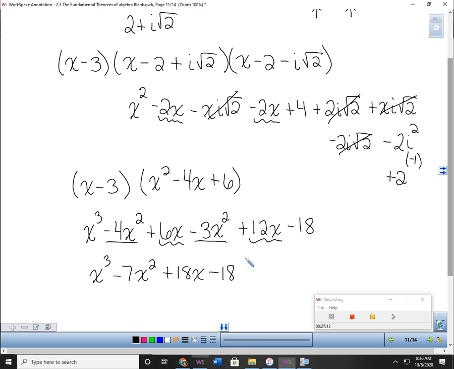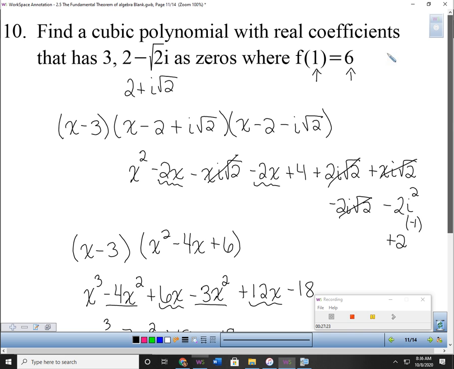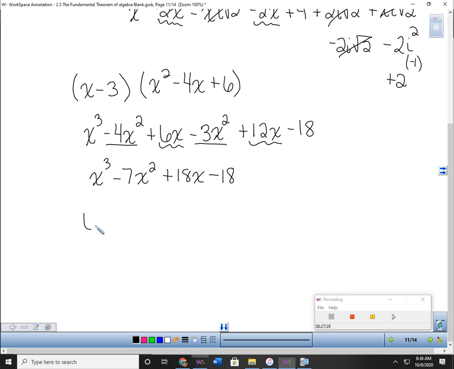However, I want to be able to plug a 1 into the equation and get a 6 in return. So I'm going to put the 6 out here, and then I'm going to put the a in front, and you're going to plug a 1 in for all of the x's. So I've got 1 cubed minus 7 times 1 squared plus 18 times 1 minus 18. So you would plug that in, and you would get negative 6. So this would be negative 6 times the a.